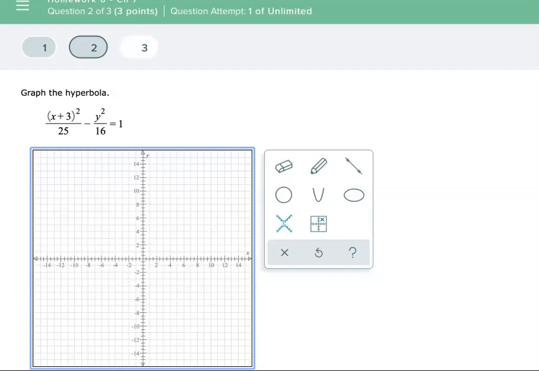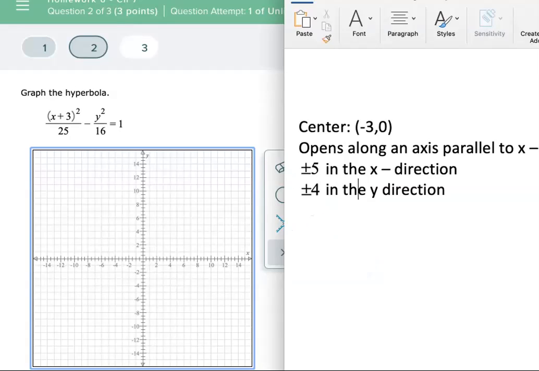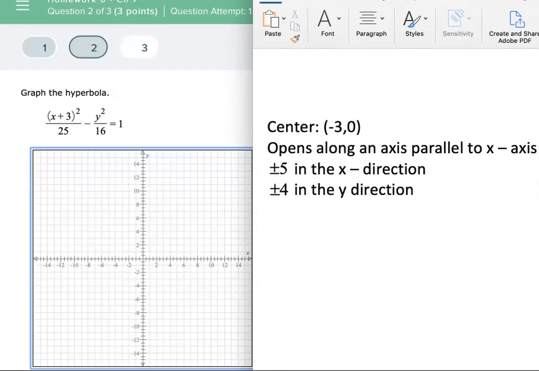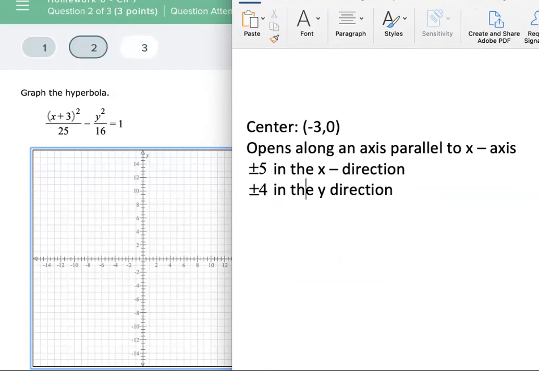I've captured that in Word, so let me open up Word so you can see that. We have the center, (-3, 0). It opens along an axis parallel to x, since the larger number is underneath the x expression, plus or minus 5 in the x direction, and plus or minus 4 in the y direction. So let's go out and use the graphing tool to graph our hyperbola.